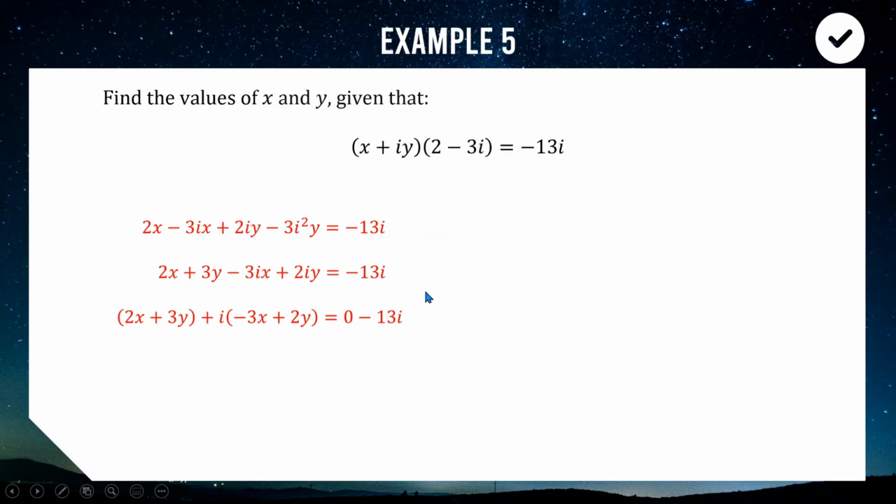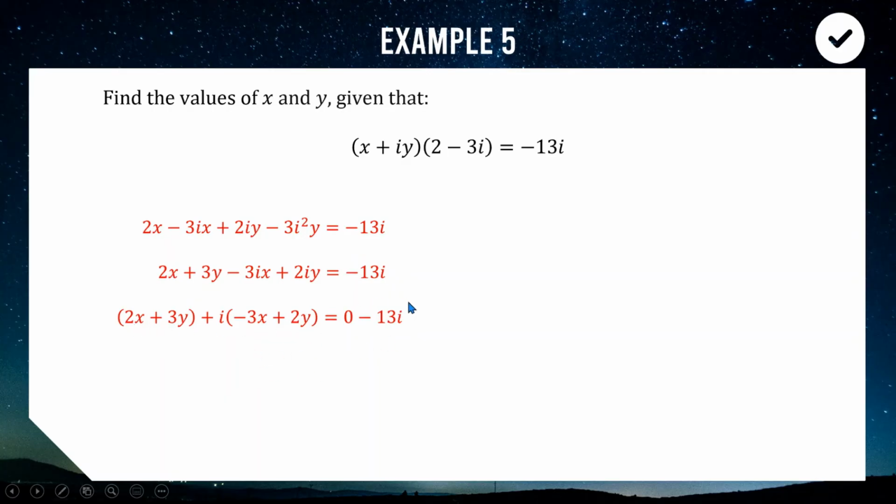Now, also on the right-hand side, I'm going to write negative 13i as 0 take away 13i. The reason I've done this is so that we can see that on the left-hand side, we have a real part of 2x plus 3y, and an imaginary part of negative 3x plus 2y. On the right-hand side, we have a real part of 0 and an imaginary part of minus 13i. So now the thing with complex numbers is that the left-hand side is only equal to the right-hand side if the real parts match up and the imaginary parts match up.